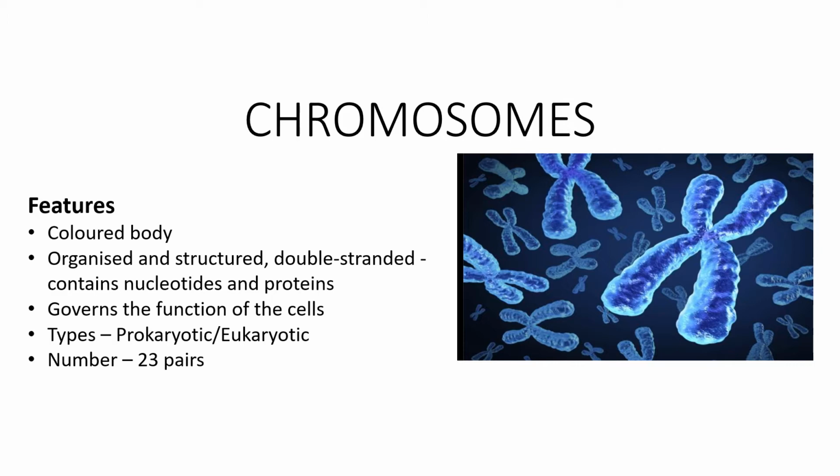How many pairs of chromosomes are there in the human cell? It consists of 23 pairs of chromosomes, out of which 22 pairs are autosomes or autosomal chromosomes, which govern the major function of all the cells in the body, and one pair of sex chromosomes. If it is XX, then it is a female, and if it is XY, then it's a male.